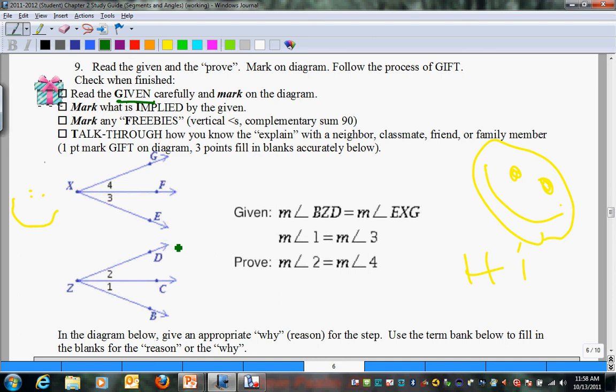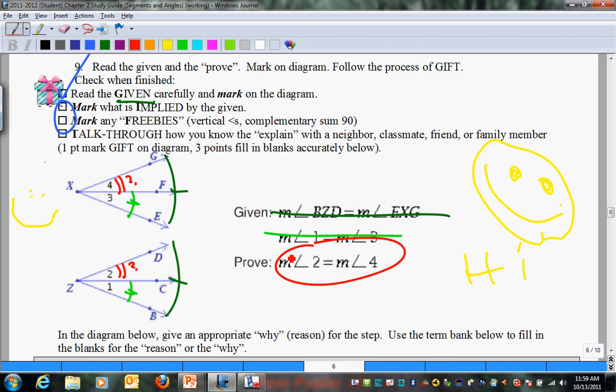Okay, you should have something like this. These big angles are equal, right? And are you getting in the habit of crossing stuff out as you account for it? And angles 1 and 3 are equal. Now, let's check implied and freebies. Anything else implied here? Well, the proof, the one you have to prove. Okay, we're trying to get angles 2 and 4 to be equal somehow. That's our target. That's what we're trying to explain.